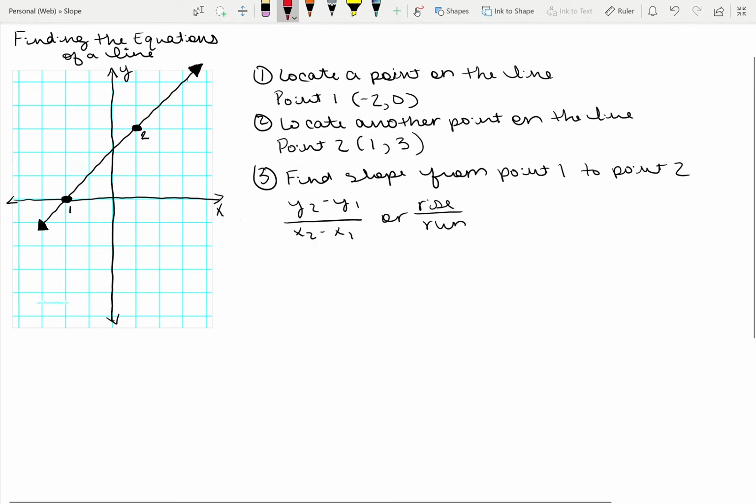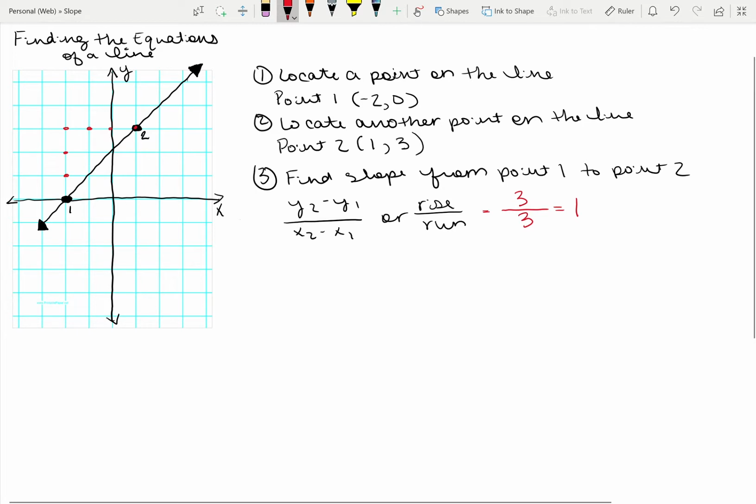So let's see. Rise would be 1, 2, 3. Since we're going in the positive y direction, our rise is equal to +3. And we are running 1, 2, 3 places to the right. So therefore, our run is a +3. So if we take a look at our fraction, we have 3 over 3, which is the same thing as 3 divided by 3, which is also 1. So our slope for this line is equal to 1.